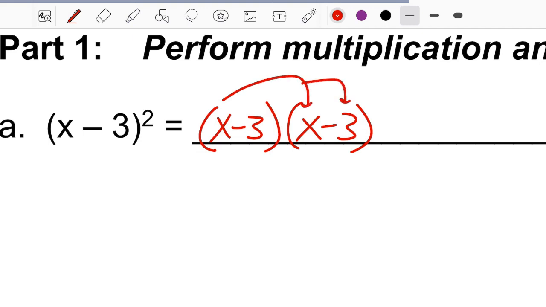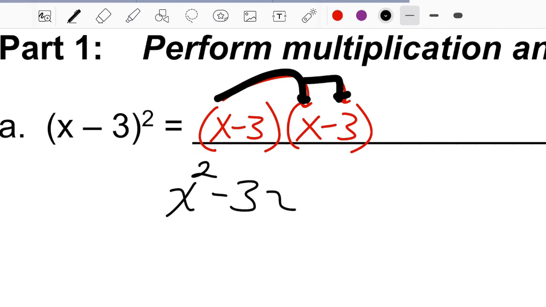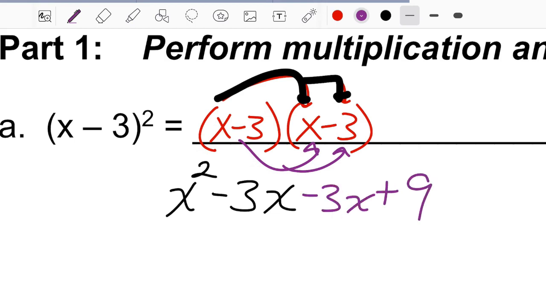Some people call it the distributive property. Some people call it the FOIL method. Whatever you call it doesn't matter. Let's multiply x times x and get x squared, and multiply x times negative 3 to get negative 3x. Well, you continue to distribute or multiply or do the FOIL method, and you take negative 3 to get negative 3x, and then plus 9.